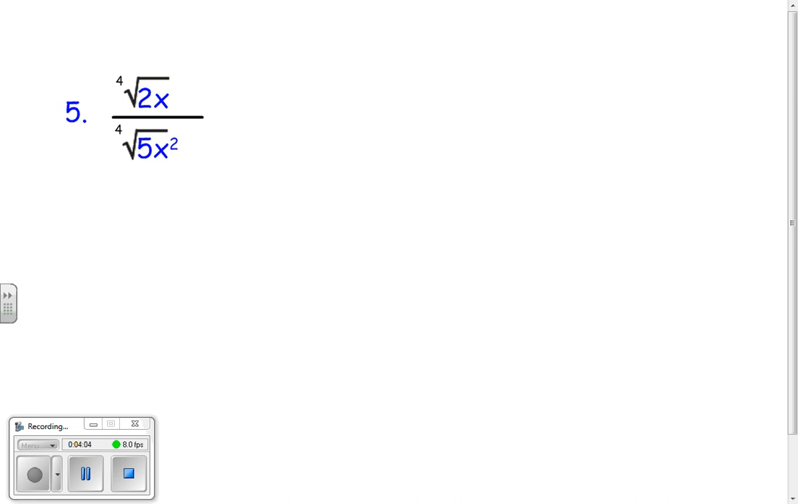In number 5, I'm going to multiply top and bottom by the 4th root, because this is a 4th root. I need 4 of everything. I have 1 5, which means I would need 3 more. And 3 more 5s is 5 times 5 times 5, which is 125. I have 2 x's and I want 4 total, so I'll need 2 more.